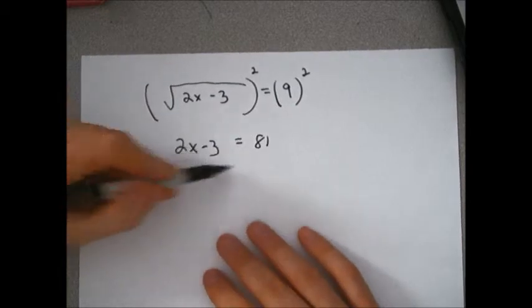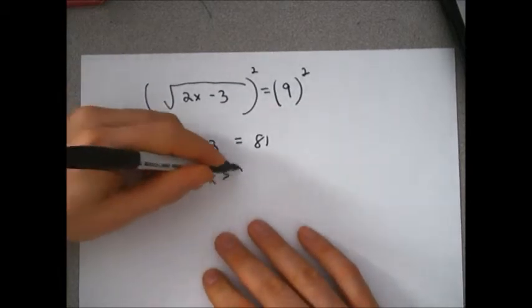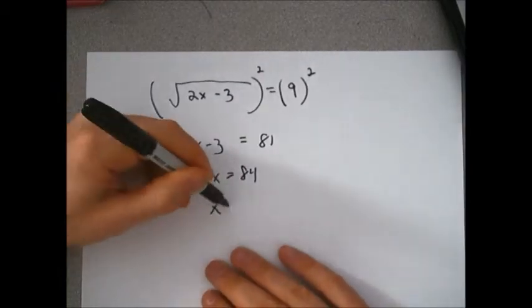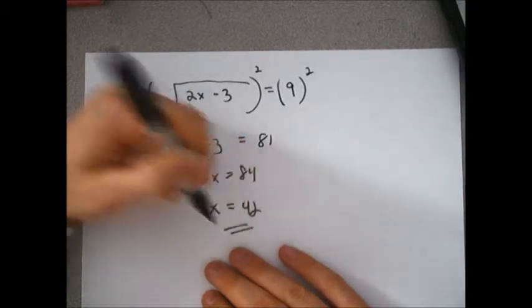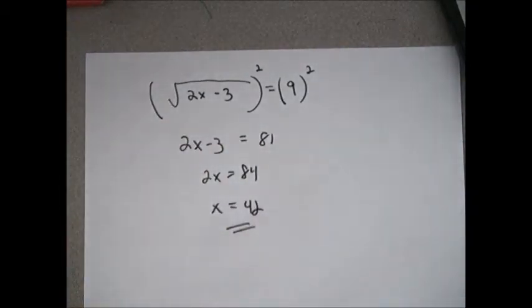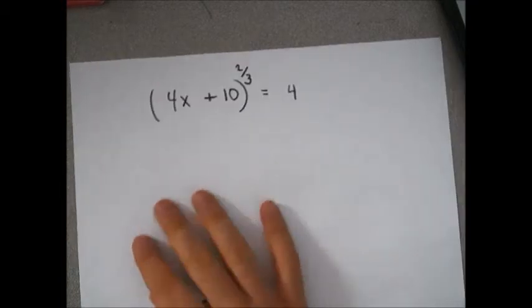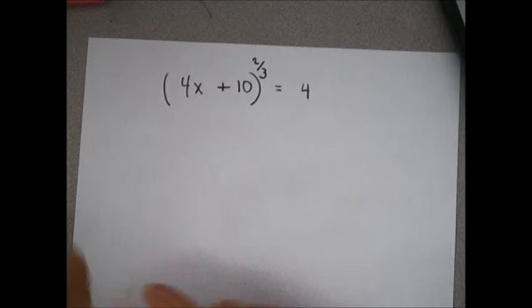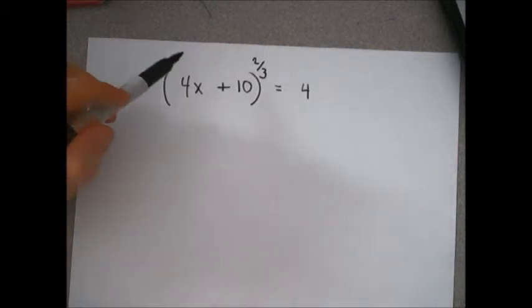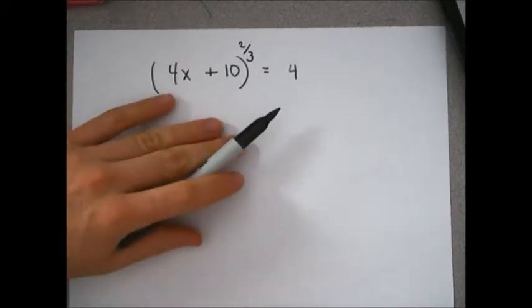Go ahead and solve. Add 3. So 2x is equal to 84. X is equal to 42. Okay, our last problem is going to be 4x plus 10, all of that raised to the 2/3 is equal to 4.